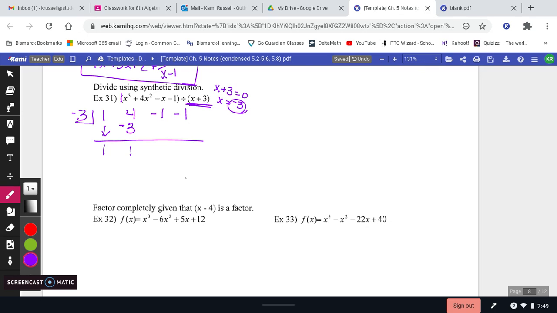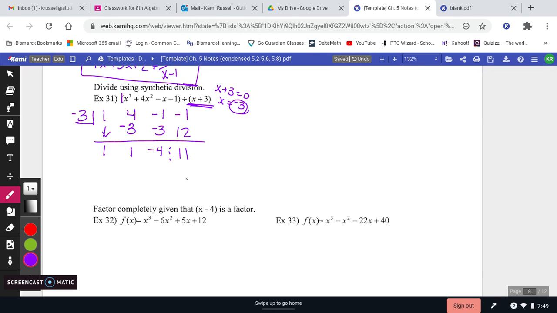Add, multiply, add, multiply, add. Okay, so what does this say? Well, this first row are the coefficients from that cubic, right? So that's where those numbers came from. 1x cubed plus 4x squared minus 1x minus 1. Okay, that's where those coefficients came from.